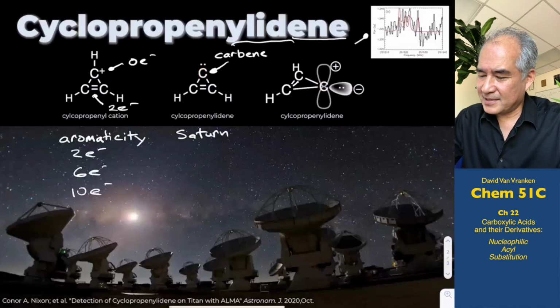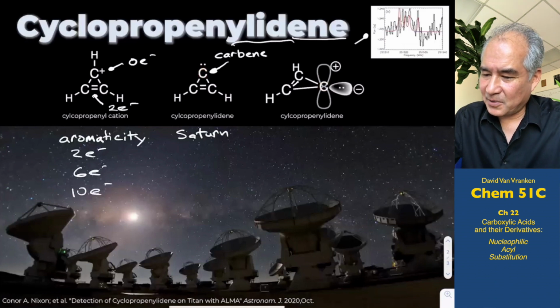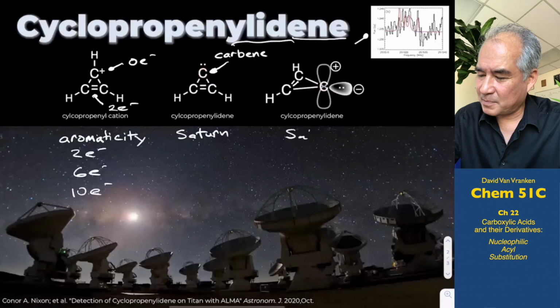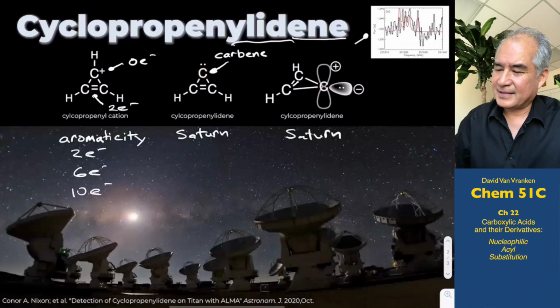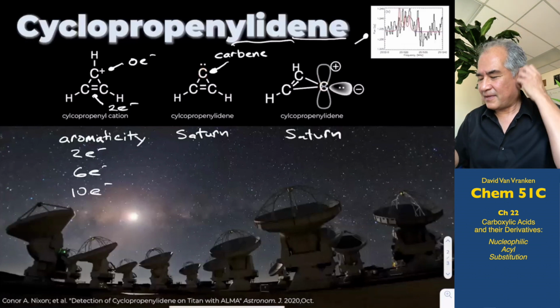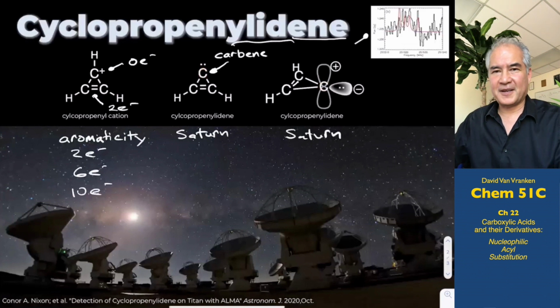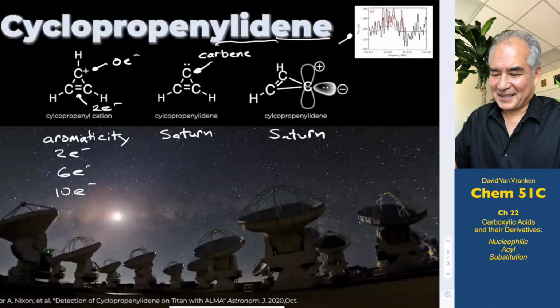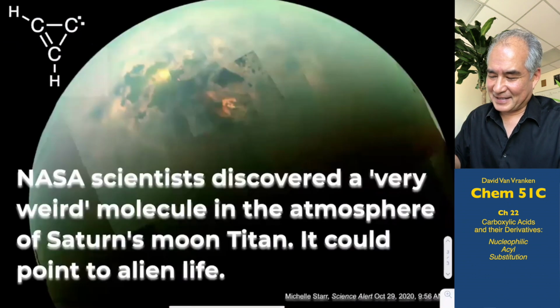So here's this molecule they have spectroscopic evidence for on Saturn. I've got these two pictures of that carbene, cyclopropenylidene, for you. Now, I want to come back to the initial statement. They say it could point to alien life.